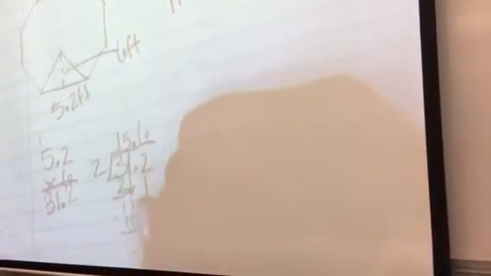2 can go into 11 how many times? 5. 5 times 2? 10. 11 minus 10? 1. English Foxies, I shouldn't be able to hear you. I love your faces. Okay, bring down my 2. 2 can go into 12 how many times? 6. 6 times 2? 12. Subtract 0. So I know that 31.2 divided by 2 is going to give me 15.6.